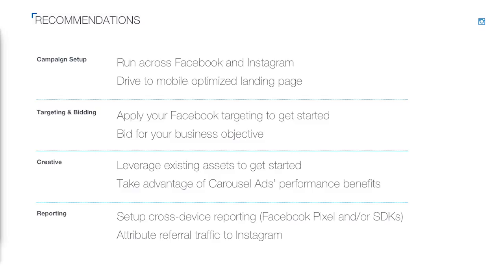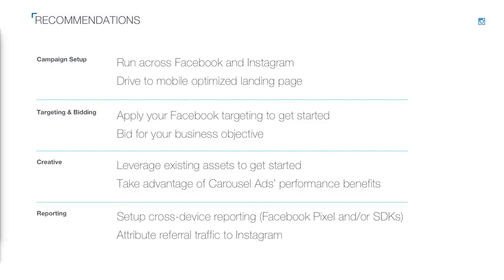In terms of targeting and bidding, apply Facebook targeting to get started. If you're wondering what your targeting strategy should be on Instagram, a really great way to start is just by adding Instagram to your Facebook campaigns. Again, you're just introducing new ways to reach your consumers and new mobile inventory, and allowing us to deliver more efficiently. So to start, just check the box and include Instagram in your Facebook campaigns, and you'll be able to reach your target audience across more mobile inventory.